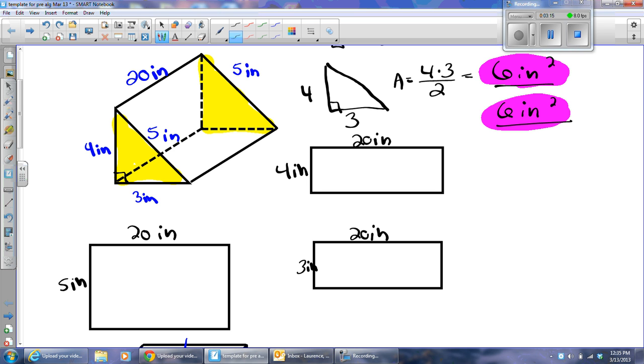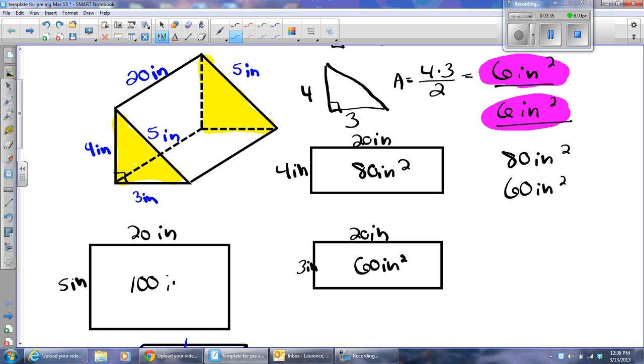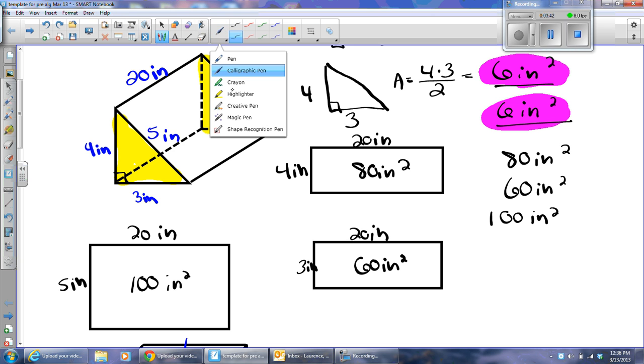So I'm going to figure out the areas of all 3 of these. Well, 4 times 20 is 80 inches squared. This will be 3 times 20, which will be 60 inches squared. And then 5 times 20 is 100 inches squared.